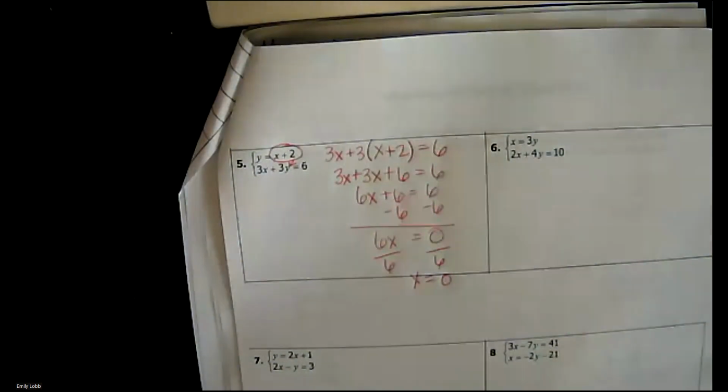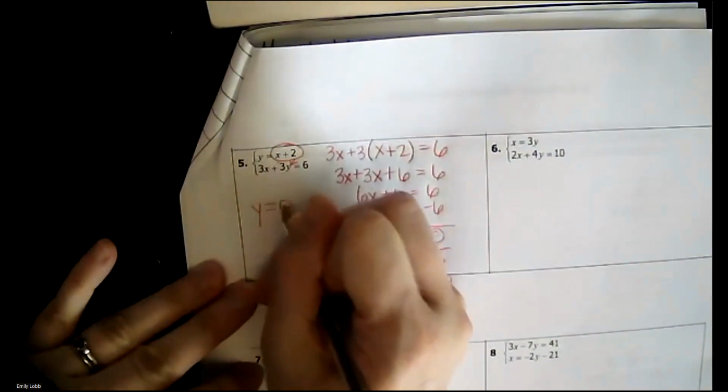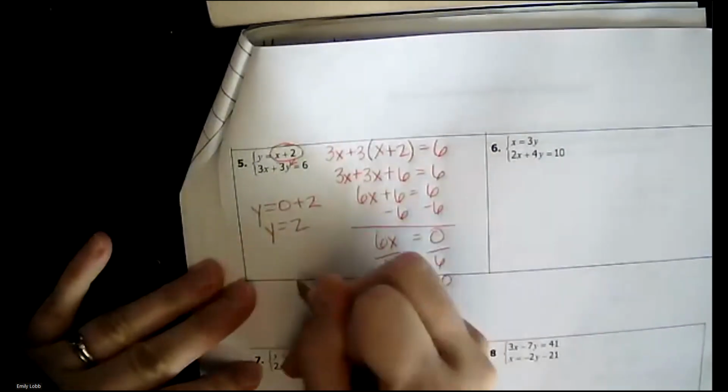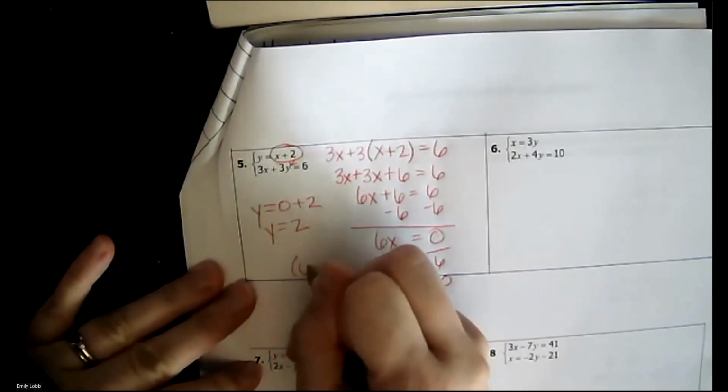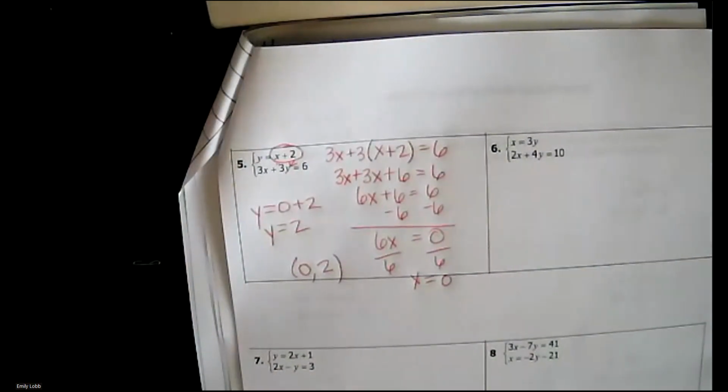If I know what x equals, I can plug it in for x to figure out y. So y equals 2, and our solution is actually a y-intercept, right? They have the same y-intercept. When x equals 0, that tells us what our y-intercept is.